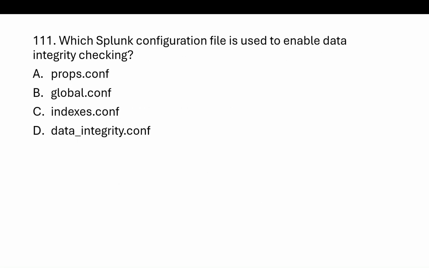Question number 111. Which Splunk configuration file is used to enable data integrity checking? There are the options and the answer. Option A, props.conf. Option B, global.conf. Option C, indexes.conf. Option D, data_integrity.conf, and the answer is option C, indexes.conf.